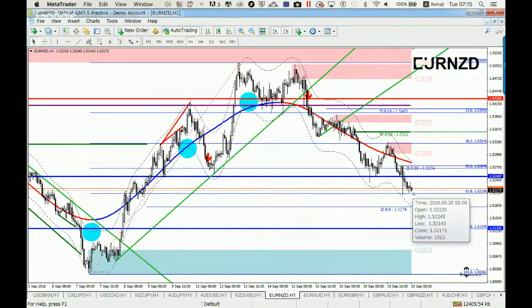And it appears to be dropping again. So I think our stops at break even, we've taken partial profit. I think we can get to our final profit target at the 78.6% Fibonacci retracement level.